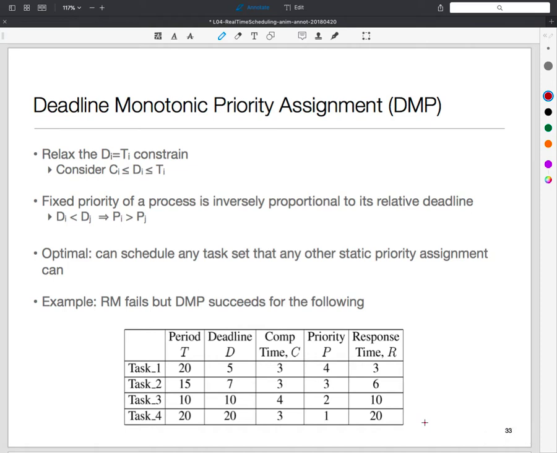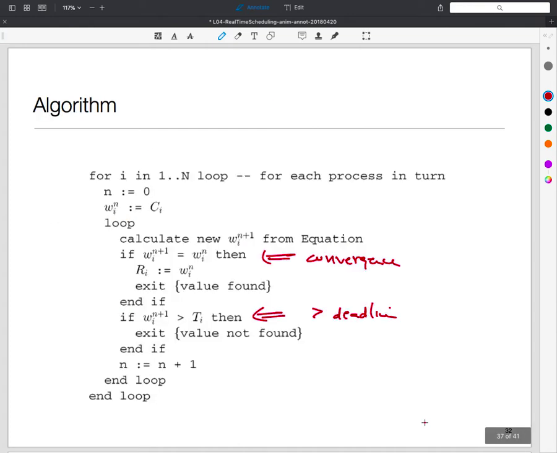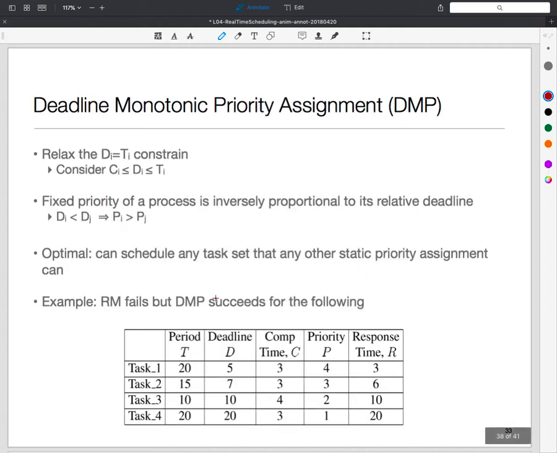So, a generalization of this: what if the deadline was not equal to t_i? Well, for the case where the deadline is less than t_i, you can apply the same formula, the same approach. All you do is replace t_i by d_i. The rest will still work. The question becomes, what priority should we pick? And the answer there is also very simple: we replace rate monotonic by deadline monotonic. Basically, those which have a closer deadline, we give a higher priority.